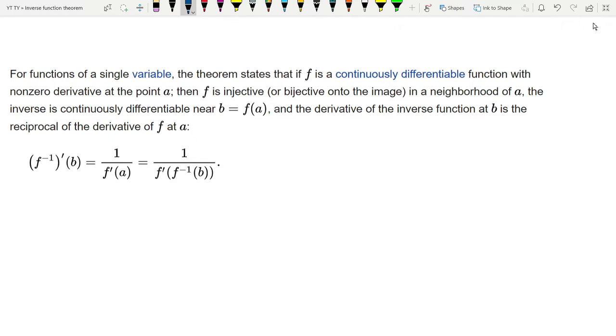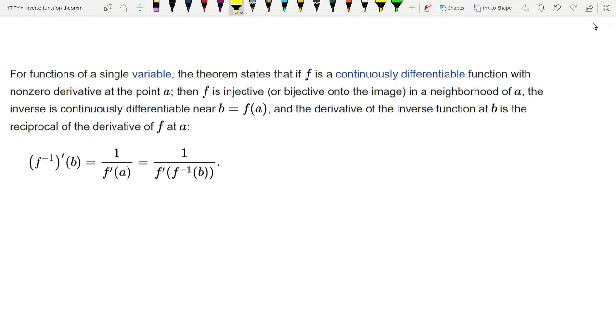Suppose I have a single variable function and my f is continuously differentiable, meaning its derivative exists and the derivative is continuous. Also, it has a non-zero derivative at A. Then the theorem states that my f is injective. This f is going to be injective, right? And more precisely, it is bijective if I consider the onto image in the neighborhood of A. And the important thing that this theorem tells is that the inverse exists.